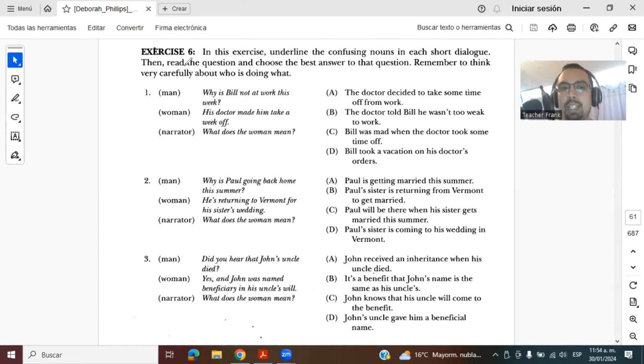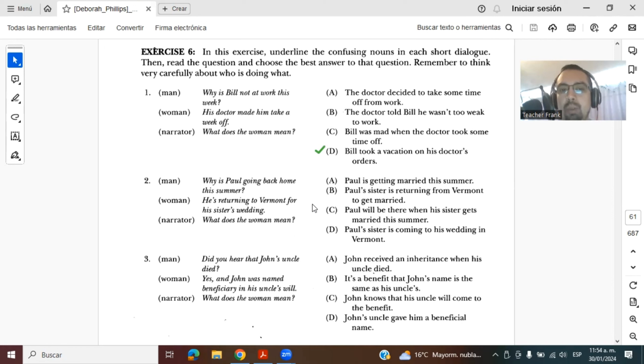Okay, so let's check this one. Number 1 says, why is Bill not at work this week? His doctor made him take a week off. What does the woman mean? In this one, the correct answer is going to be D. Bill took a vacation on his doctor's orders, right? He took a vacation off or for vacation. Yeah, because the doctor told him to.